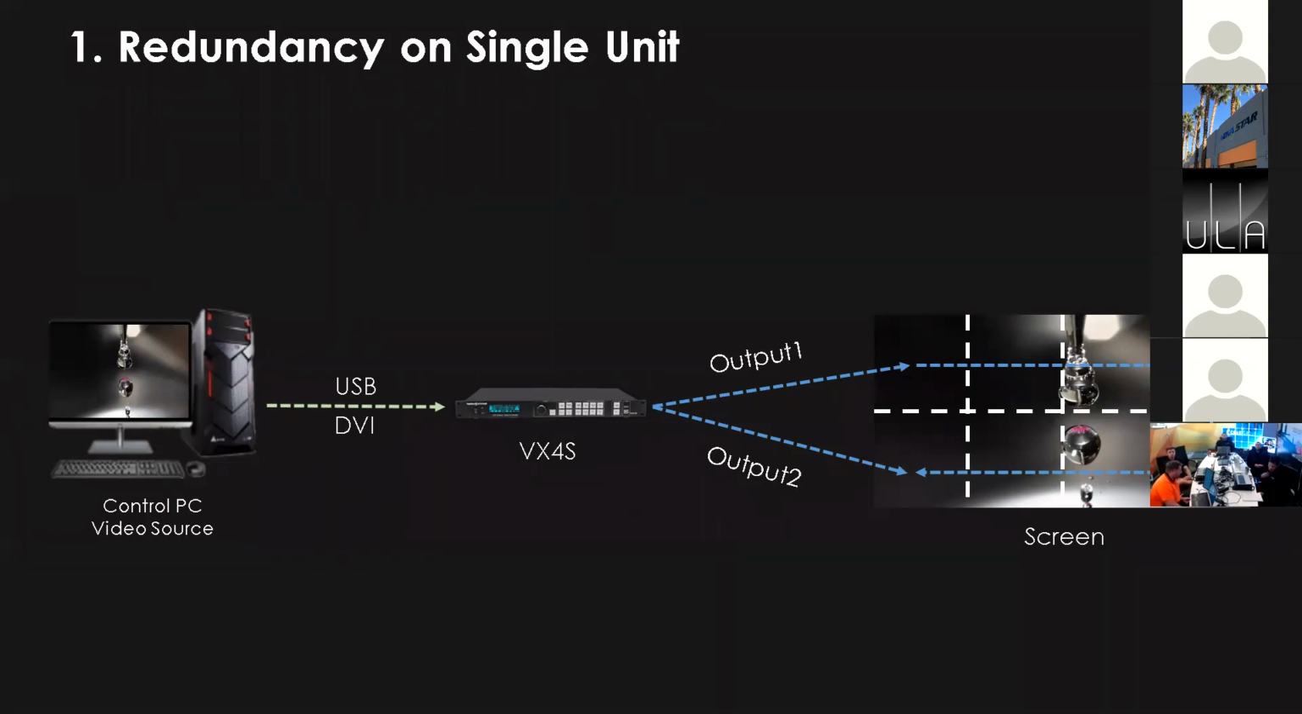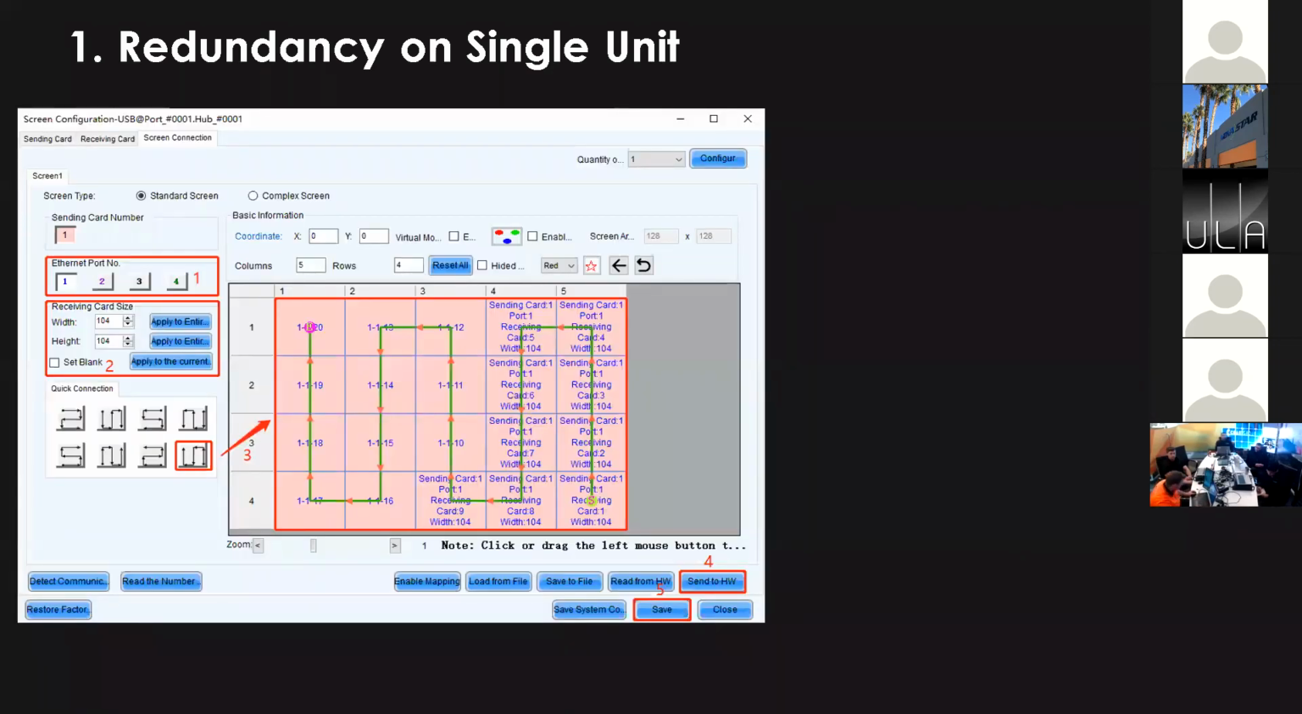First is redundancy on a single unit. This is a hardware connection, and I use MCTRL660 Pro as an example here. We will use ports 1 and 3 as primary control, and ports 2 and 4 will be set as backup ports. And let's go back to the software.